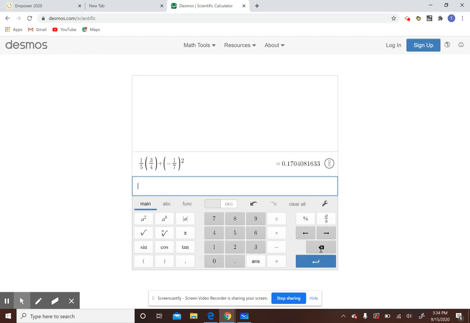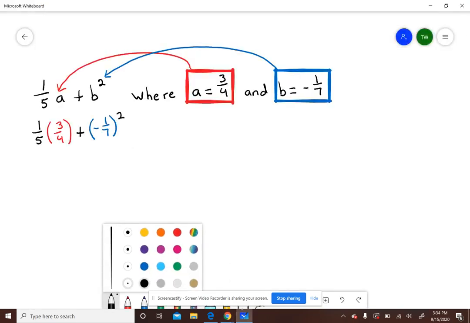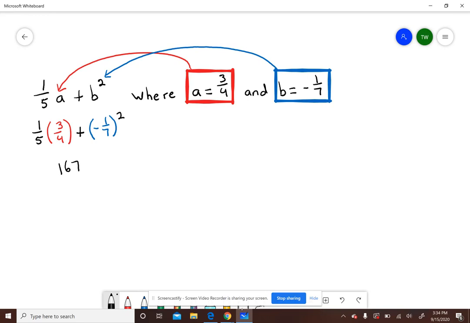The other nice thing is you're not going to want to write out this entire number, right? So we can convert that into a fraction by hitting that button over on the side. That converts it back and forth between a decimal and a fraction. So then this would be our answer, 167/980. So if I go back here, I can just put 167/980 for my answer to this problem.